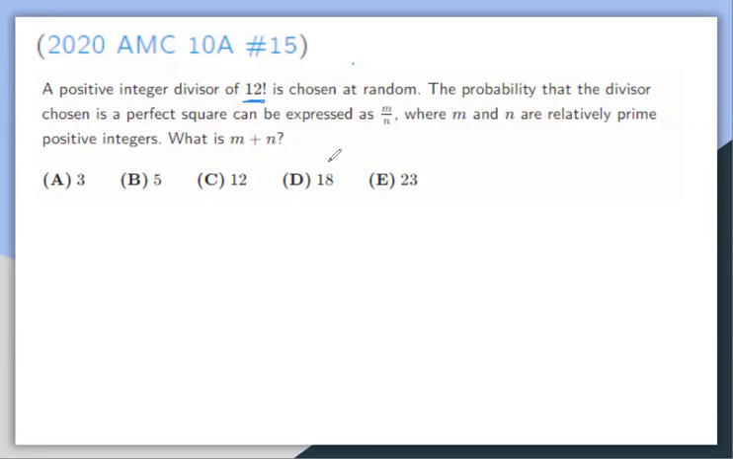First things first, let's write the prime factorization of 12 factorial, because we just need to know the total number of divisors as well as the perfect square divisors. So 2 is 2, 3 is 3, 4 I can write as 2 squared, and 5 is just 5, 6 is 2 times 3, and I have 7. 8 is 2 cubed, 9 is 3 squared, 10 is 2 times 5, and then 11, and then 12 is 2 squared times 3.